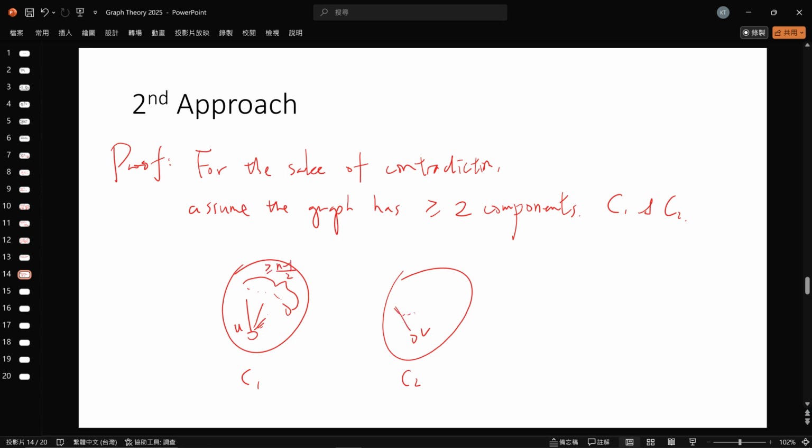Similarly, for vertex V, it has (n minus 1) over 2 neighbors, okay? So see, the way I draw these two graphs is that these two components, you see that all the neighbors of U are in this component C1, and all the neighbors of V are in C2. Is it possible that some of V's neighbors are in C1?